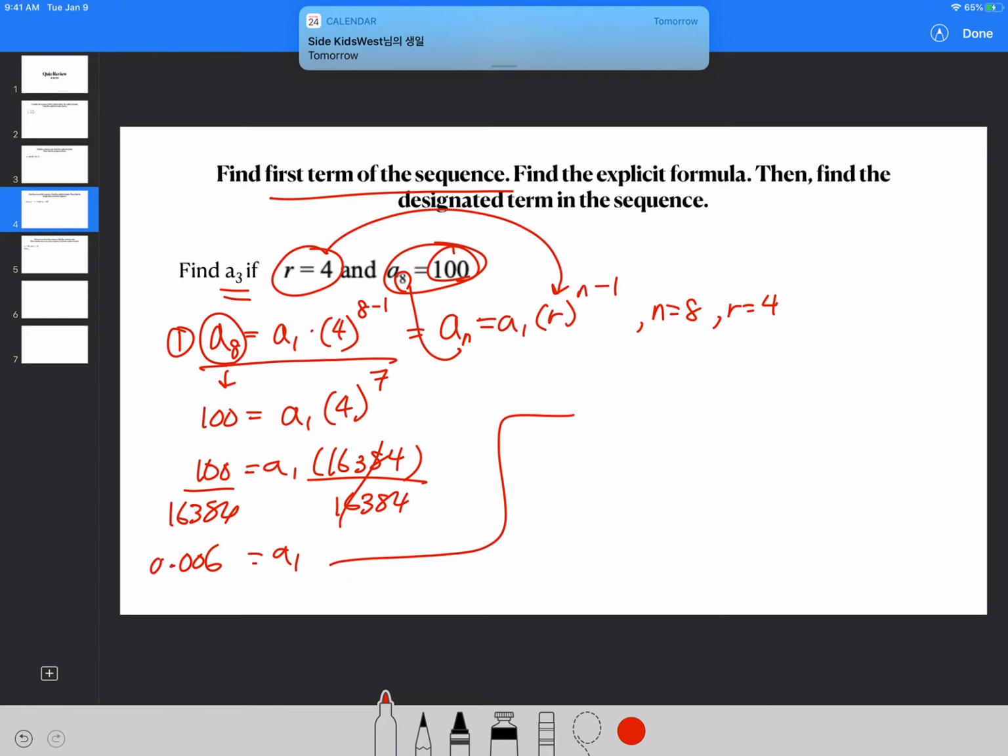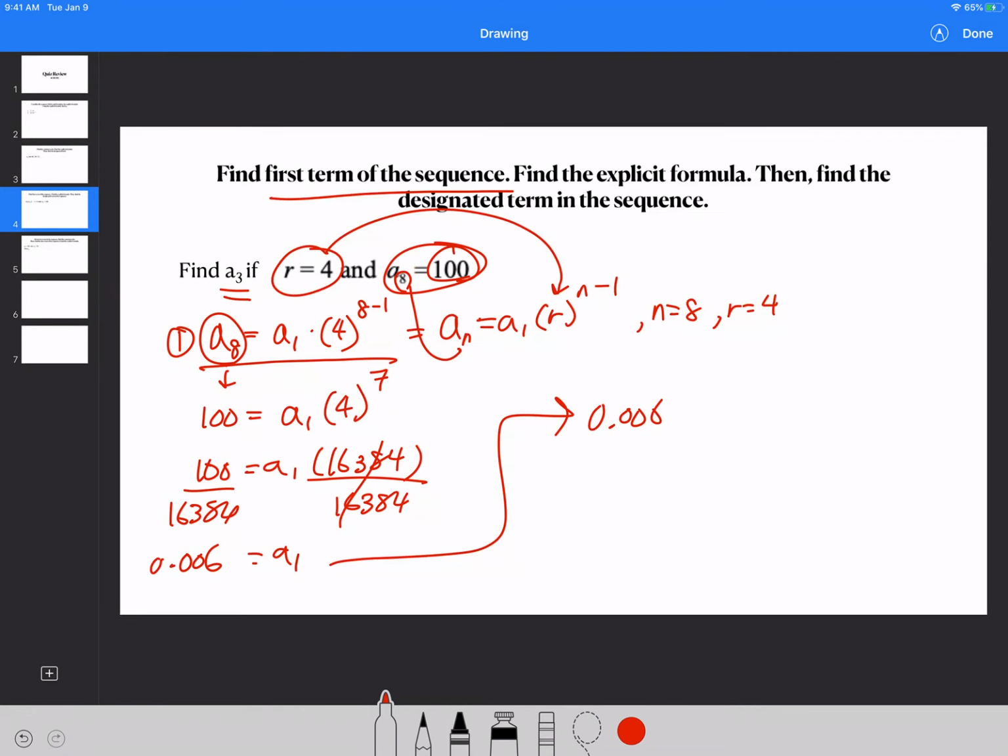So once I have this value here, I'm going to take this 0.006 and then I'm going to multiply it by the common ratio of 4 raised to the power of n minus 1. That's going to give you a sub n. This is going to be your explicit formula of the sequence. And then if I want to find the designated term, which is a sub 3, all I got to do is plug in 3 for my n value.